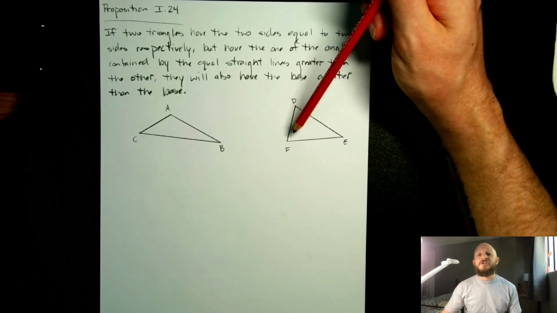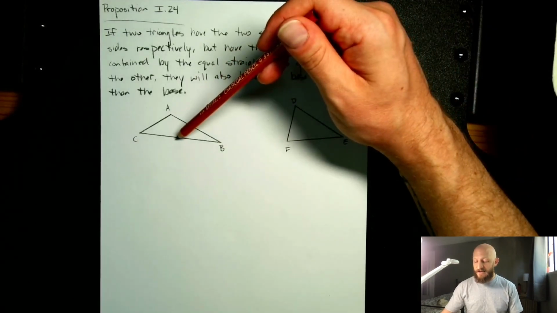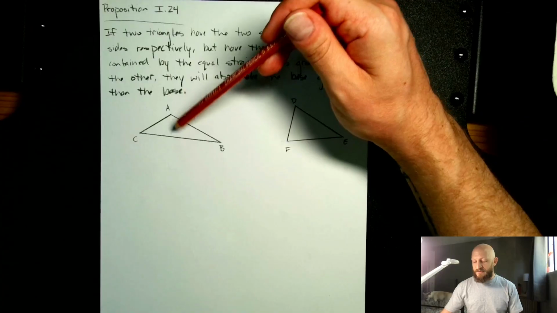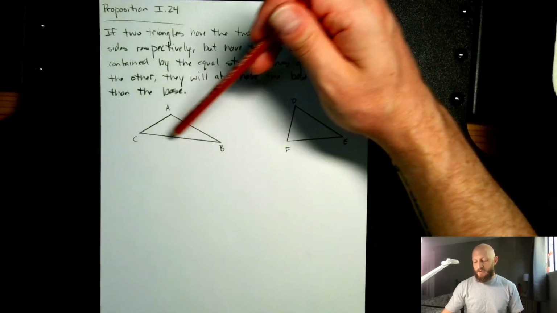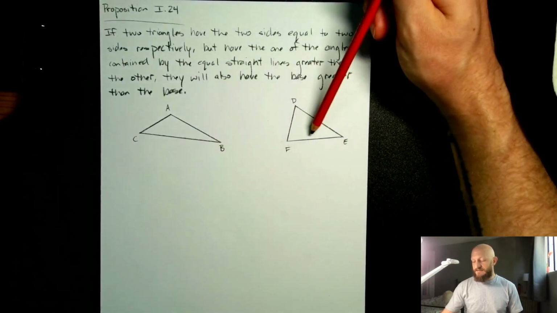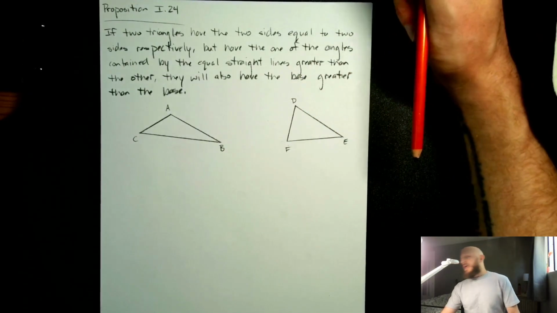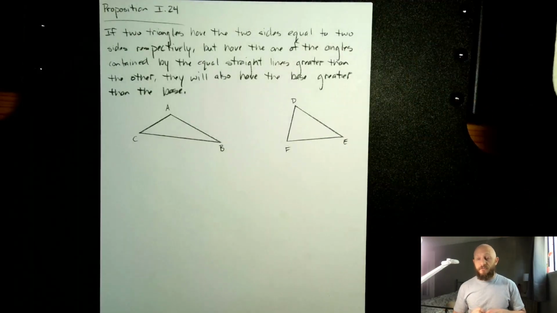What's the conclusion? The conclusion is that the opposite side, BC, the side that's opposite the larger angle, will be larger. So the conclusion is that BC is larger than EF, and that's what we need to prove.